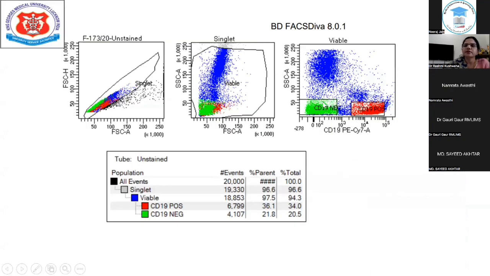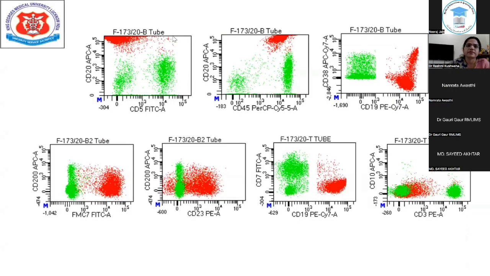And this is a plot when gating with CD19 versus side scatter. We see 36% cells positive for CD19. Let's see what these cells are expressing. These cells are very bright CD20 positive. As you can make out, the CD20 is coming on very top. They are very bright CD20 positive, absent for CD5.